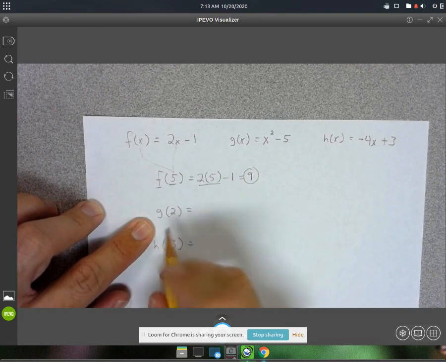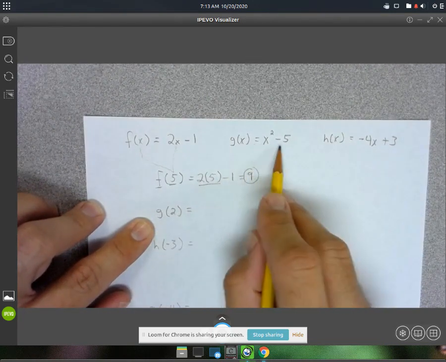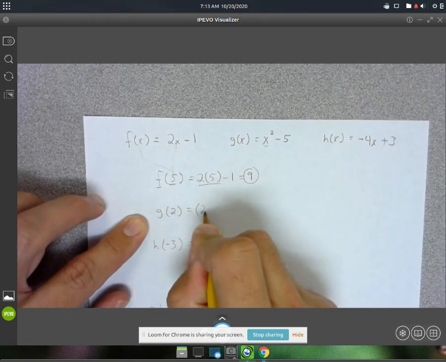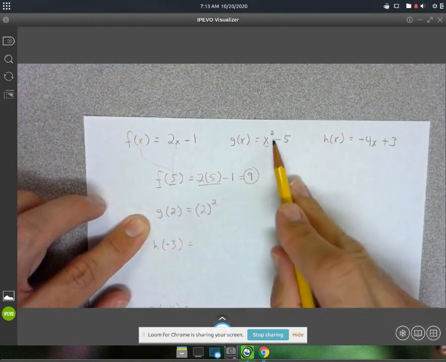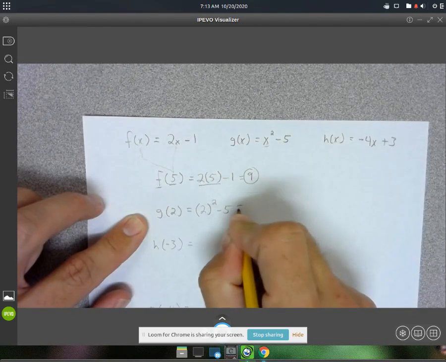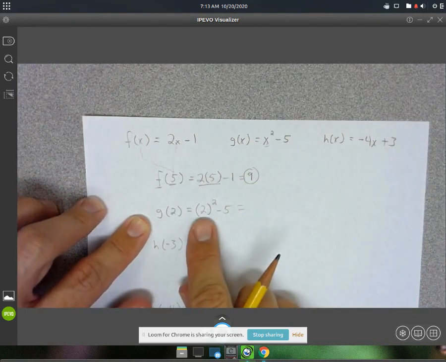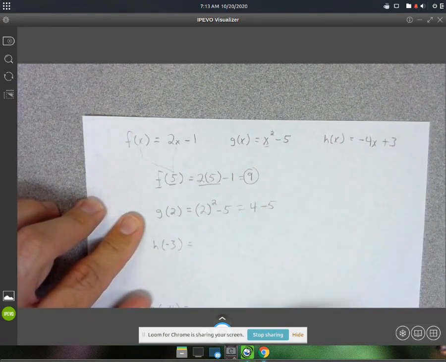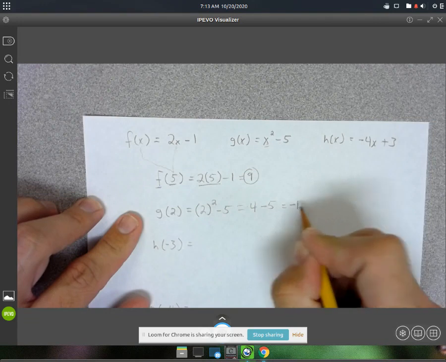All right, so for g of 2, we're going to go to the g function and replace that x with a 2. So we got a 2 squared and then minus 5. All right, 2 squared, that's 2 times 2, so 4. And then minus 5 will give us negative 1.